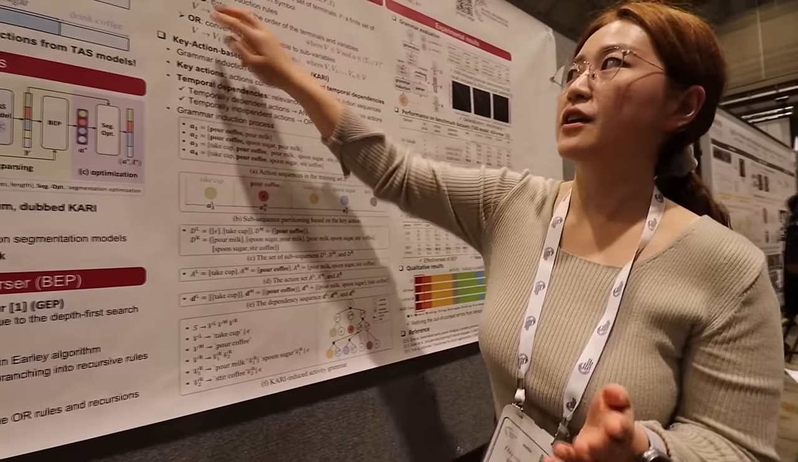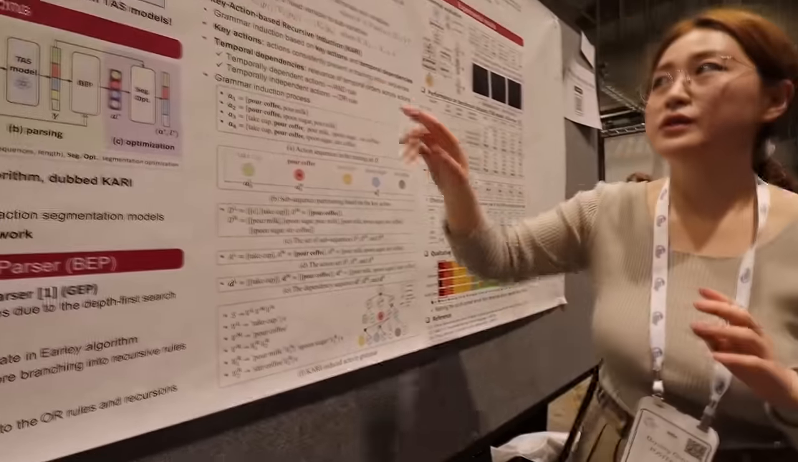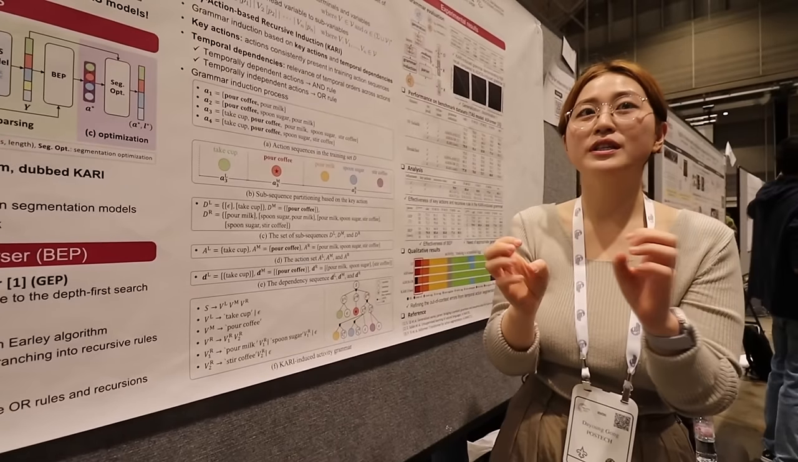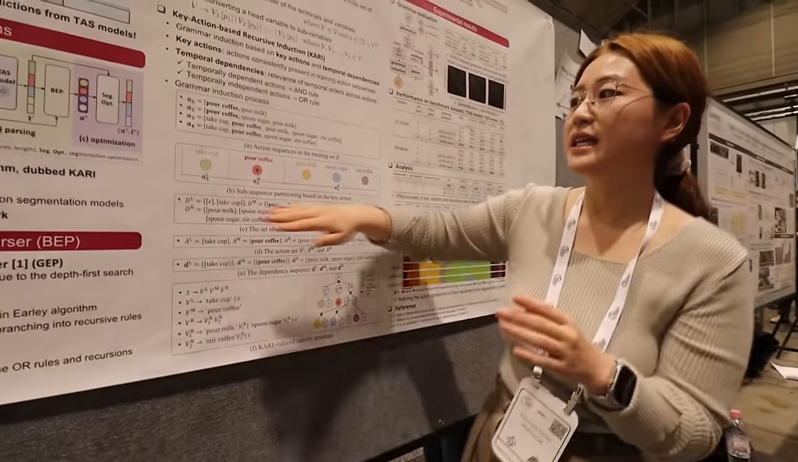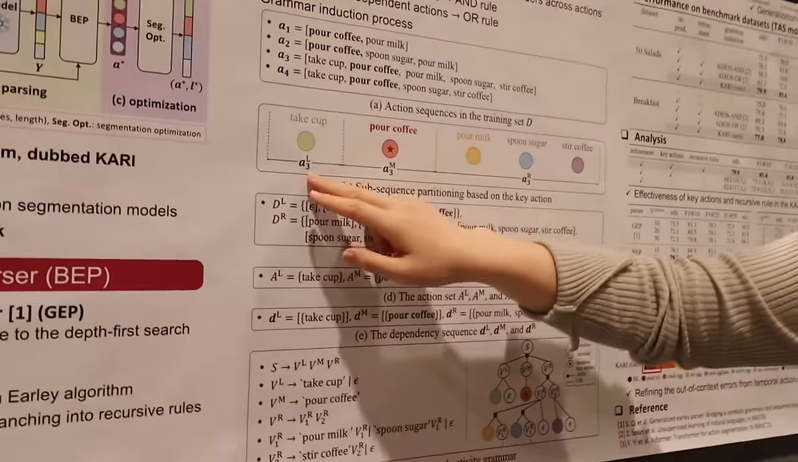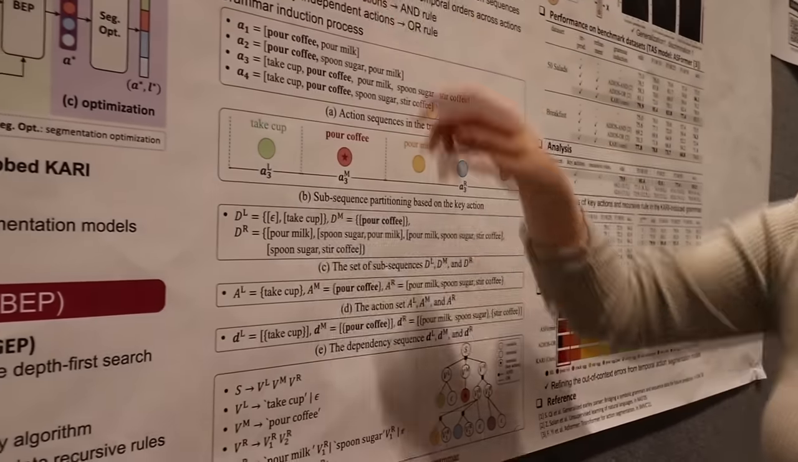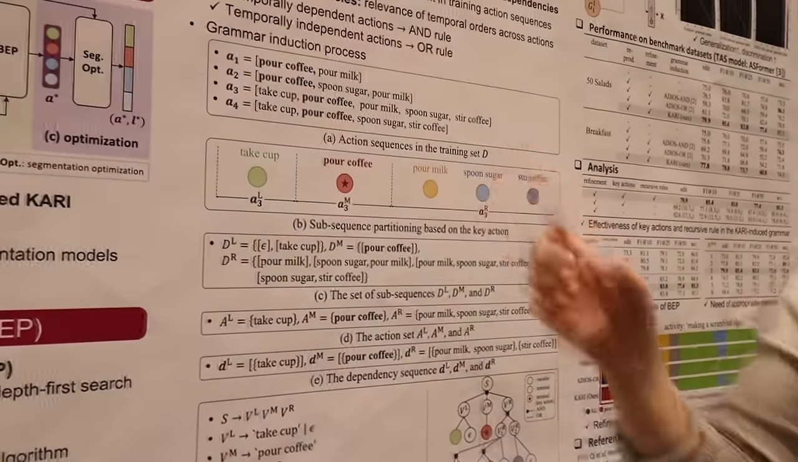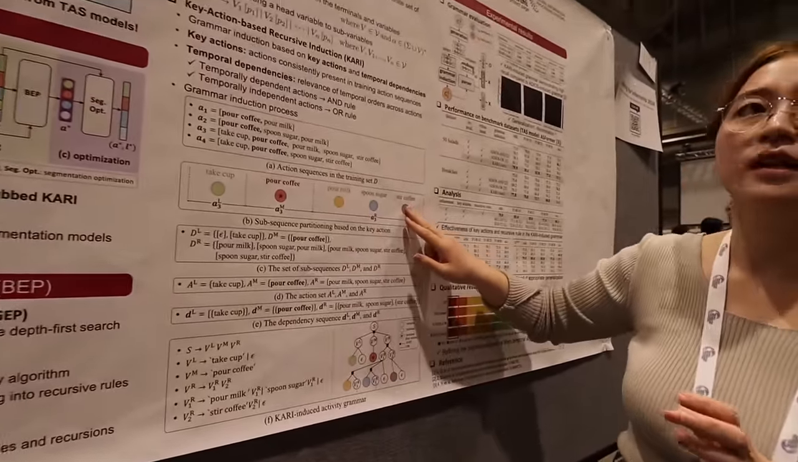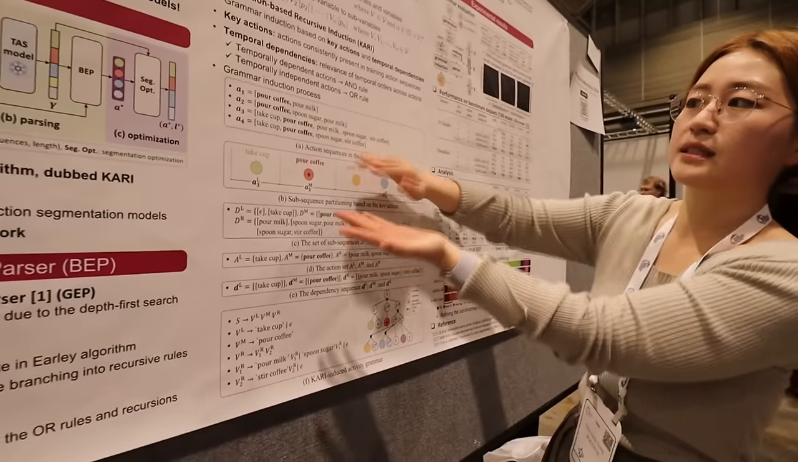And for the rules, there are two types of rules. The first one is the AND rule, and the second one is the OR rule. In the AND rule, there are fixed temporal orders between actions. For example, take up and pour coffee. Take up must occur before pour coffee. So these kinds of relations become AND rule, A and B. And for the OR rule, there are no fixed temporal orders between actions. So for example, pour coffee, spill sugar, and stir coffee. These actions can switch with each other.